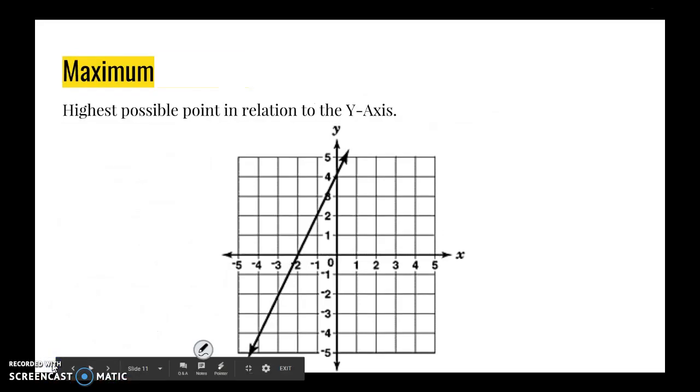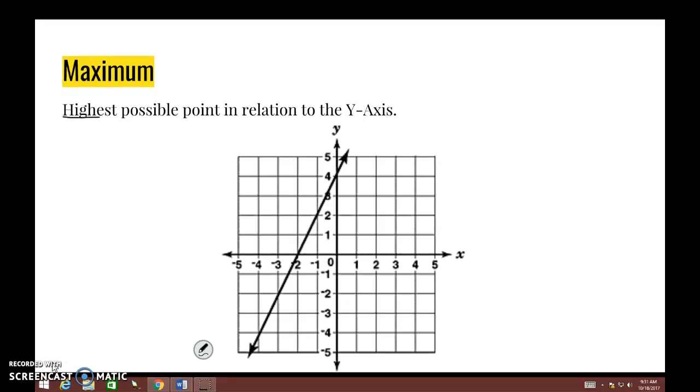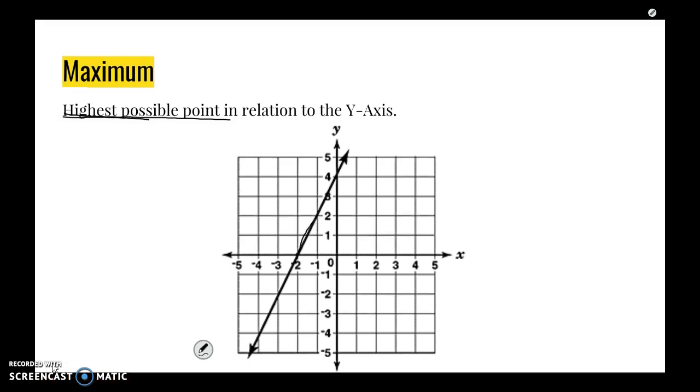All right, so talking about the next one, we're going to get into the maximum. The maximum is going to be the highest possible point, in relation to the y-axis. So if you think about this graph, it's easy to see these, because where's this graph headed? If I look at this graph, it's going up, up, up, up, up, up. Does it stop going up? Nope, it keeps going up. So if this continues to go up, where's it going up to? Infinity. Eventually it's going to reach a point at infinity.